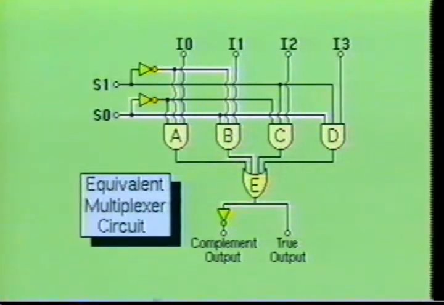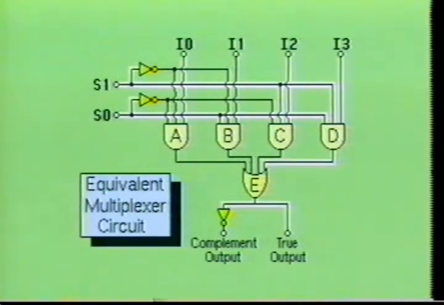When control input S0 is made high and control input S1 remains low, we see that AND gate B turns on while AND gates A, C, and D remain off. When AND gate B turns on, it causes OR gate E to also turn on and transfer this data information from input 1 to the true and complement outputs. When control input S1 is made high and control input S0 is made low, we now see that AND gate C turns on, while AND gates A, B, and D remain off. AND gate C causes OR gate E to turn on and transfer the information to the outputs.